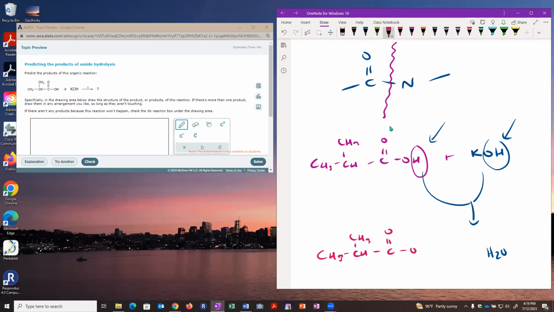So we took away this H plus here. So this O that remains is going to have a negative charge. And then the potassium hydroxide, we lost the OH minus, we're left with a K plus. And those two opposite charges simply associate with each other. This is your salt that ends up being made.